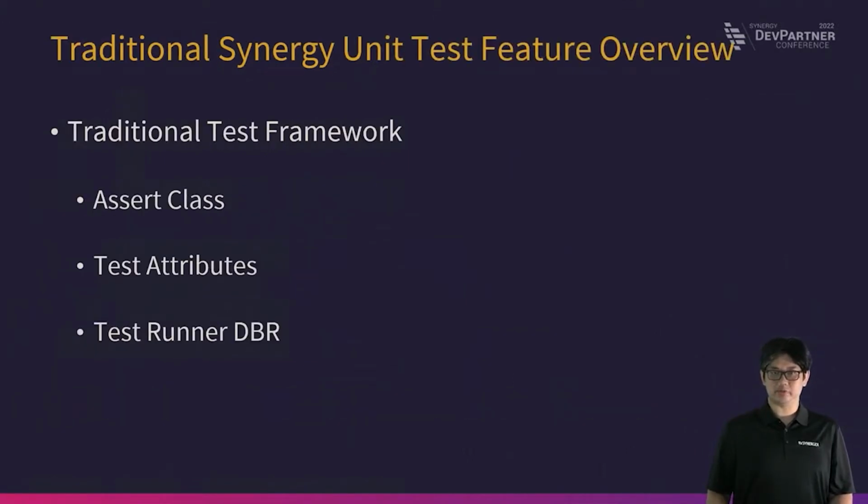Just a quick feature overview of the traditional Synergy unit test framework. In it, we have the Assert class. Typical use of Assert is to assert things are true, are not null, and things like that. That forms the basis of our unit tests. We also have test attributes, such as TestMethod, TestClass, etc. And we also have a test runner DBR, which is dynamically generated to link against the ELBs, which contain the code that you are running the unit tests against.